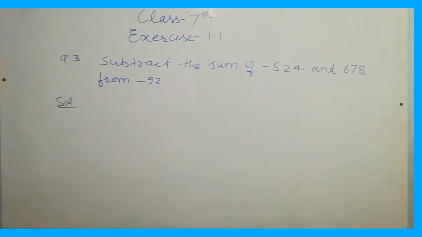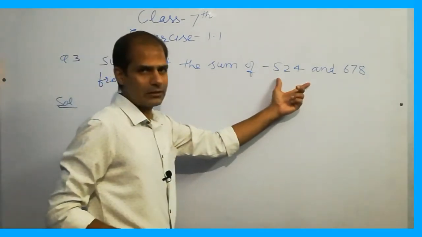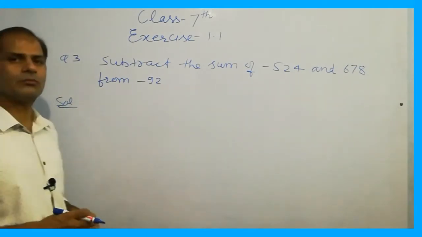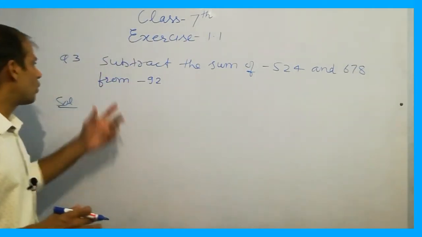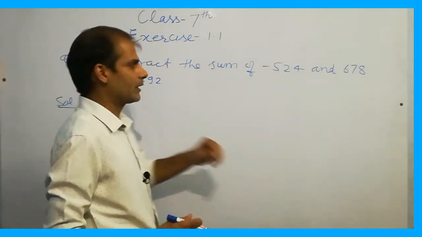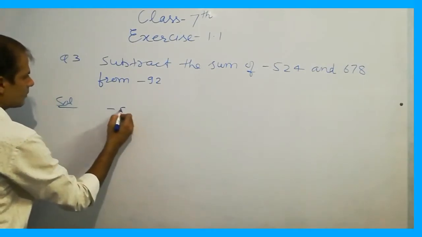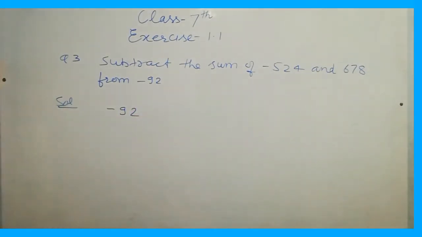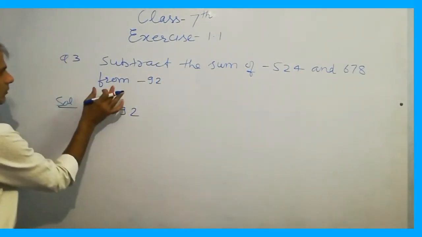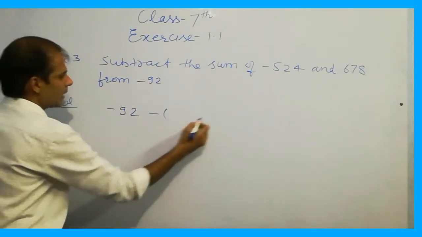Here is the solution. As you know, subtract the sum of both these, means we will find the sum of these from minus 92. As I told you, in the case of subtraction, the number that comes after "from" we write first, and the other number we write afterwards. So this number will be written first, minus 92, and we are subtracting. So this "from" is converted into a negative sign.